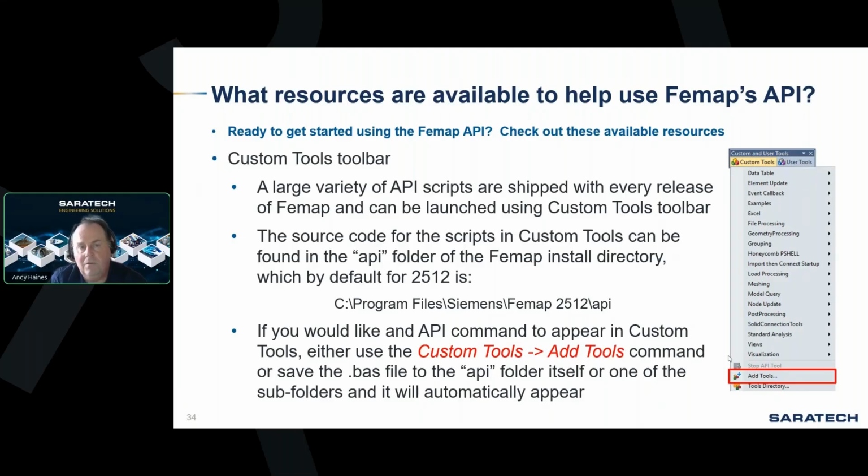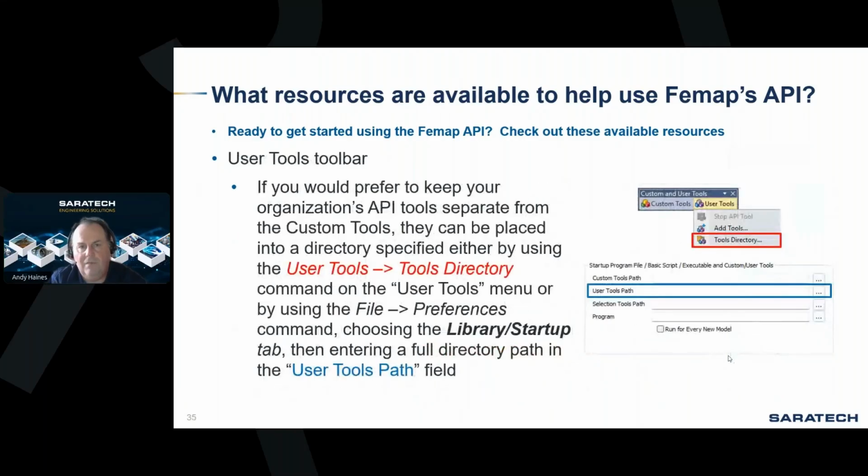But the other thing you can do is just simply save your .bas file into the API folder, either the API folder itself, kind of the root, or any of the subfolders, and then it'll just automatically appear in the menu structure. If you want to keep your tools separate from the ones shipped by Femap, that's okay. Essentially, what you can do is, on the same toolbar, there's custom tools and user tools.